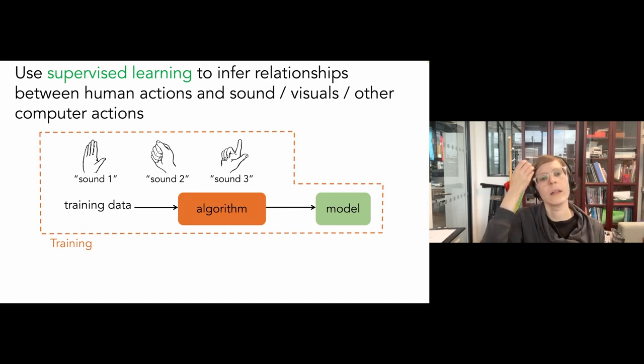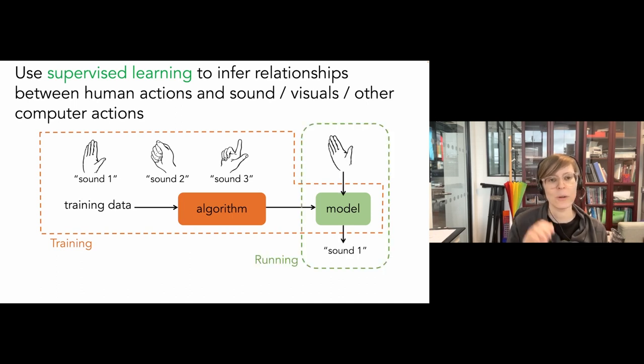And if everything goes well, this algorithm is capable of looking at the relationships between inputs and outputs in that training data set and building a model that captures the patterns that it sees. And so then I can take the model into my performance, show it a new input. Here's another open hand. And if things have worked well, I don't even need that new input to look exactly like what it's seen before. Maybe my hand is a little bit tilted or the lighting's a bit different. And still that model should be able to make the right decision for me. In this case, making the decision that I intend to play sound number one.